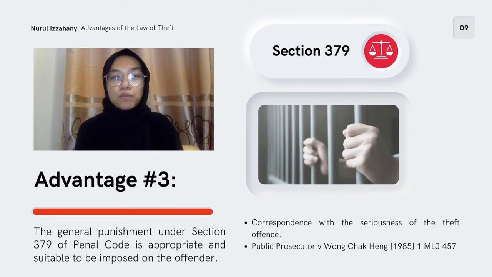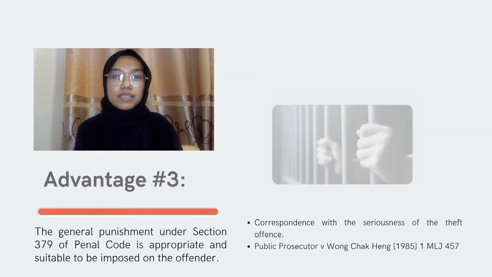Plus, the provision also provides further punishment for those who commit subsequent theft offences, and this can help in preventing theft from happening again and give awareness not only to the offenders but also to the rest of the community. This can be seen in the case of Public Prosecutor v Wong Chak Heng, where the court held that the punishment under Section 379 imposed on the accused for committing 2 subsequent theft offences is appropriate and necessary, as it is compatible with the duty to protect the public's interest as well as to punish and deter criminal offences.